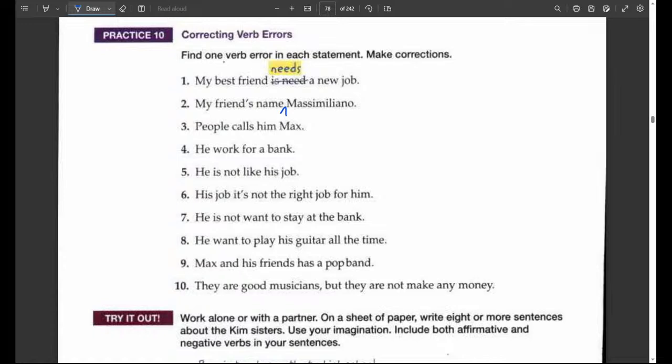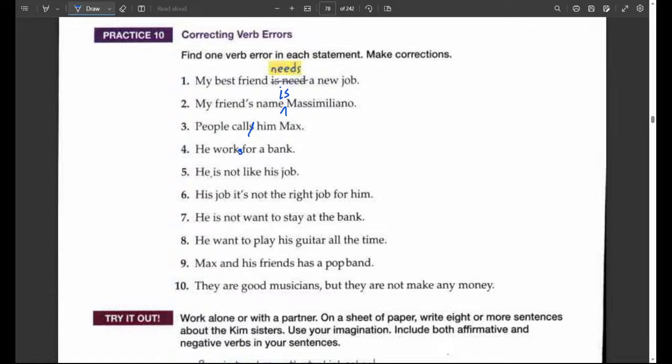Find one verb error in each statement, make corrections. So here it's missing is. People call him Max. This S is not there. He work for a bank. He works, S shall be added here.